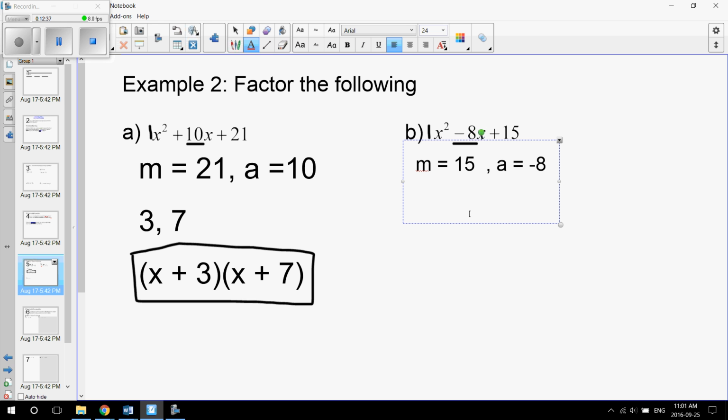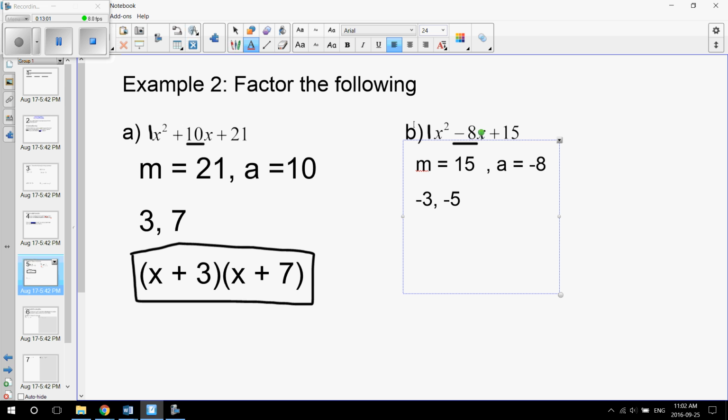So go up to the next number, 3. 3 times 5 gives us 15. Again, we know both of our numbers have to be negative numbers. So -3 and -5. And look there, both of those add up to a -8. So we know that our numbers have to be -3 and -5.